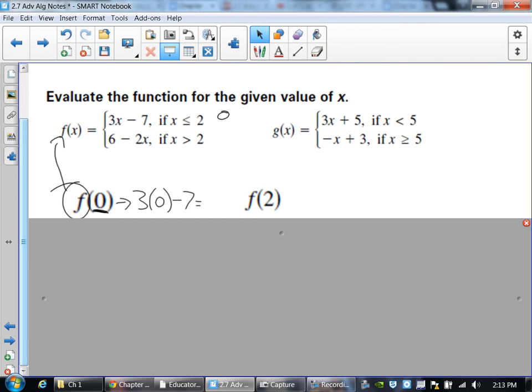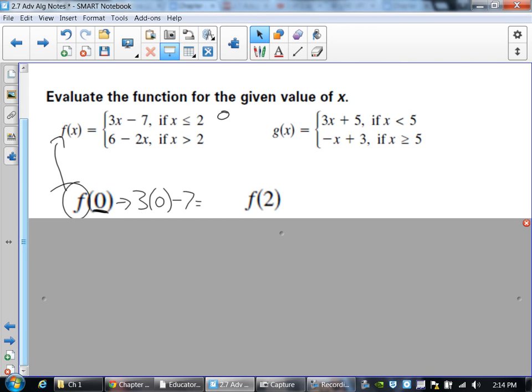No. Sure? Just making sure. F of 2. Same idea. Which are you going to use, f or g? No, you want to use f because there's an f in it. So you want to use the f equation.